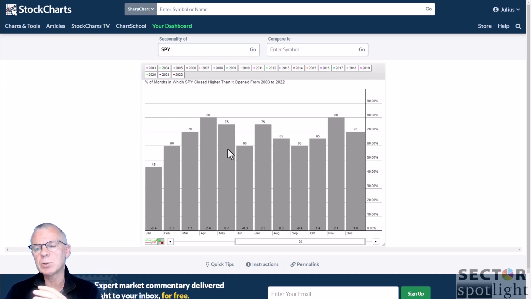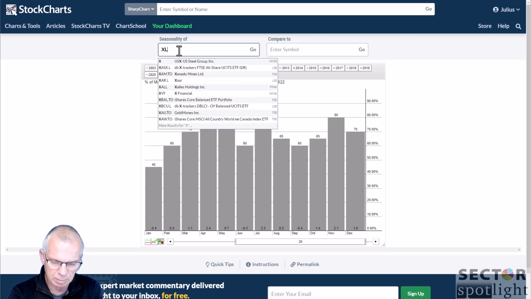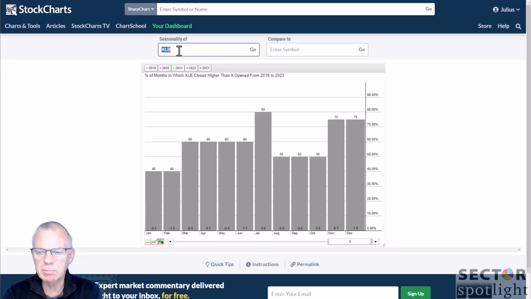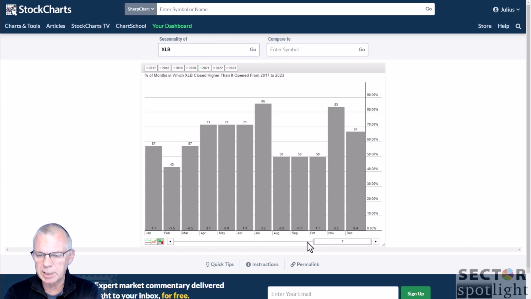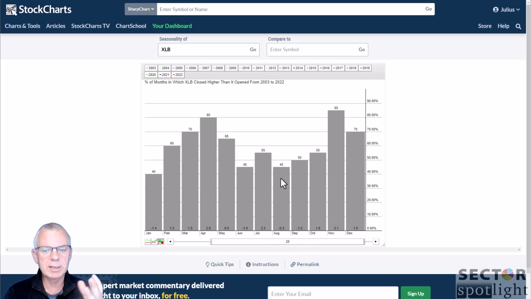Now, when I go into sectors and, for example, take XLB, materials, and I run this and do the same, going back 20 years and pulling it back so I have the full year 2022, for August it shows me that 45% of the time XLB closed higher than it opened, and the average return was minus 30 basis points. I'm less interested in these data.